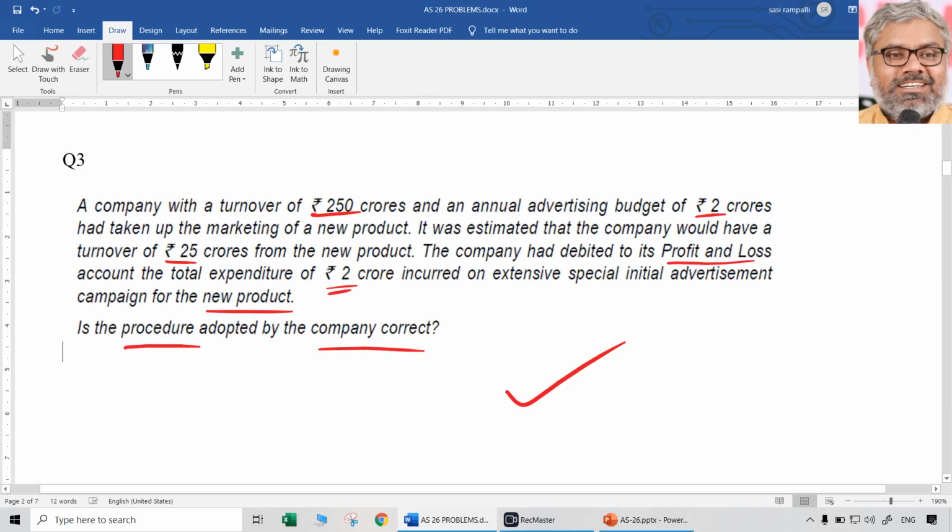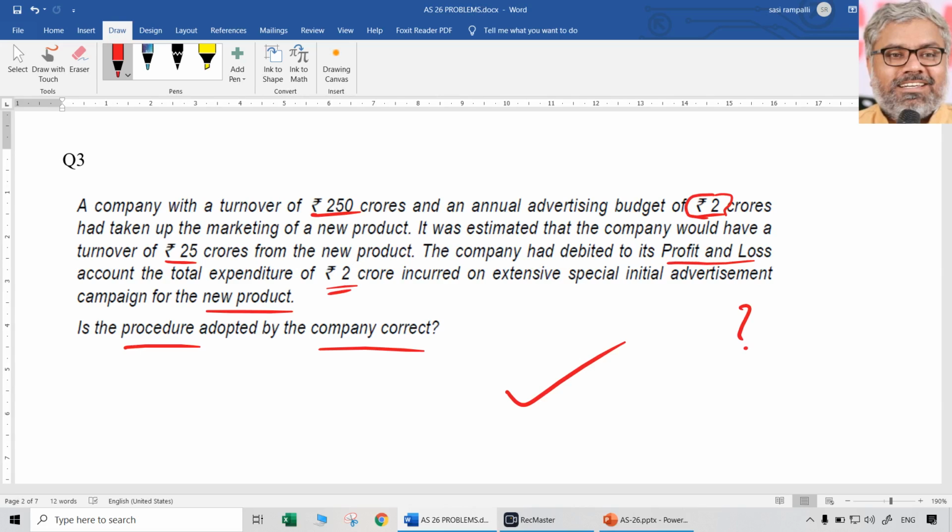Why is that? Because what is the expenditure we are looking at? That is 2 crores expenditure. What is the nature of that expenditure? That is the advertising expenditure which the company has incurred. And this advertising expenditure they have debited to the profit and loss account, which is absolutely correct because advertisement expenditure is a revenue expenditure. Now, even if some portion of the advertisement expenditure they wanted to capitalize, and an intangible asset they wanted to recognize, how can we identify the future economic benefits which are flowing into the organization because of this advertisement expenditure?